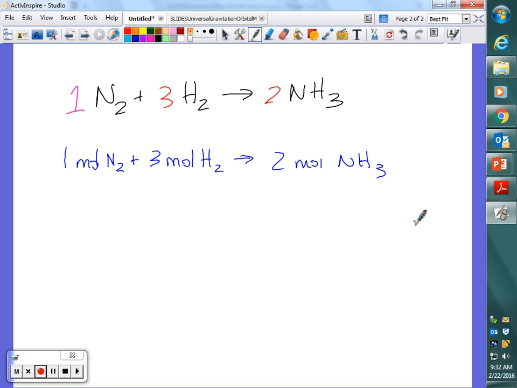The advantage to doing this is that we can't isolate 1 mole of nitrogen, or sorry, 1 molecule of nitrogen. It's too small. But using what? The molar mass, we can get 1 mole of nitrogen. How many grams of nitrogen would we have to weigh out to get 1 mole of diatomic nitrogen?